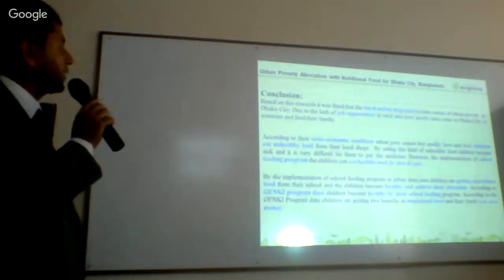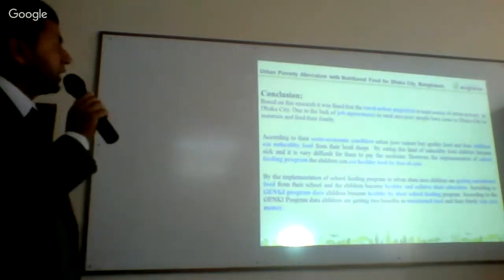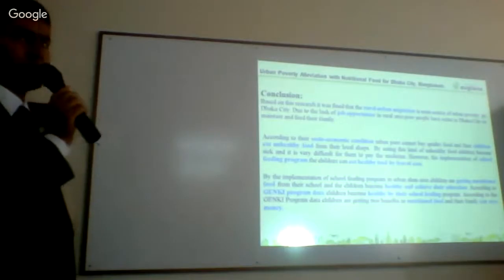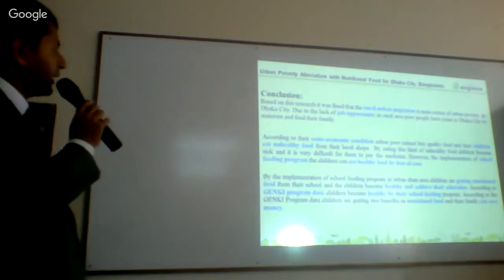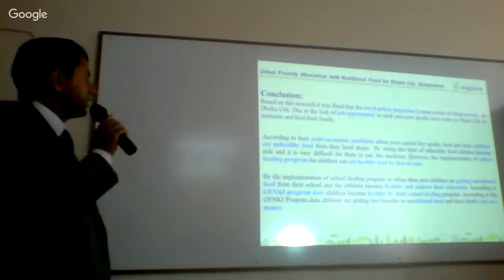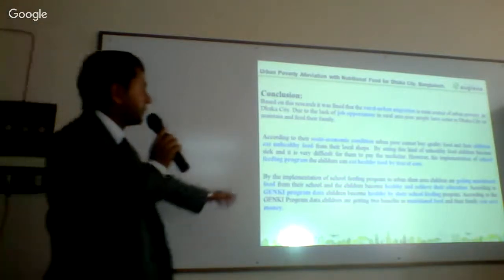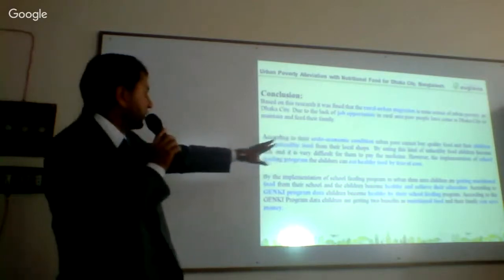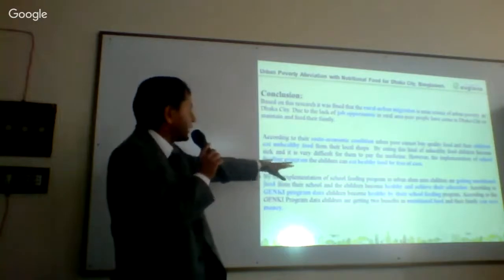And urban poverty: the main source of urban poverty is urban migration, and the migration happens because of job opportunities, so people are migrating from rural areas to urban areas. And based on socio-economic status, the citizens are eating unhealthy food from local shops and mobile shops. With the implementation of the school feeding program, even by WFP or the Japanese one, they are getting two benefits.